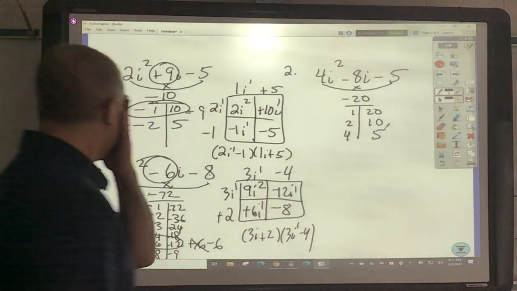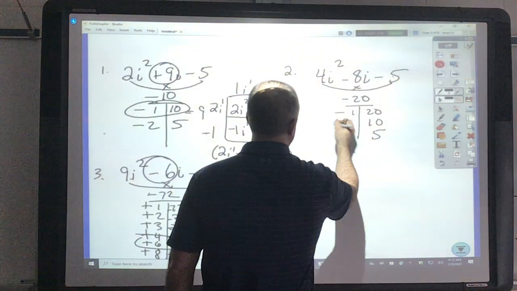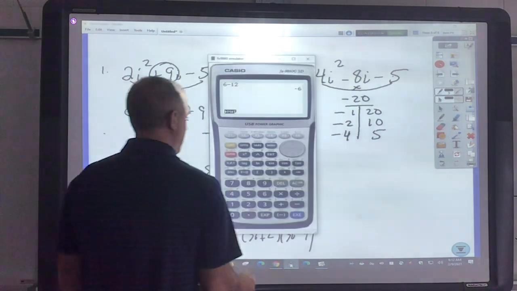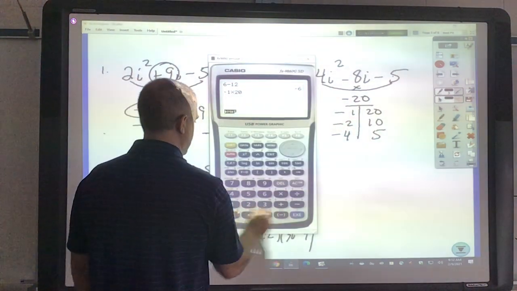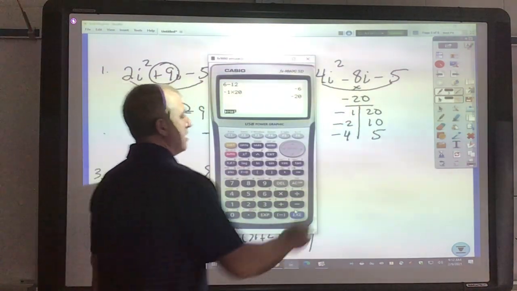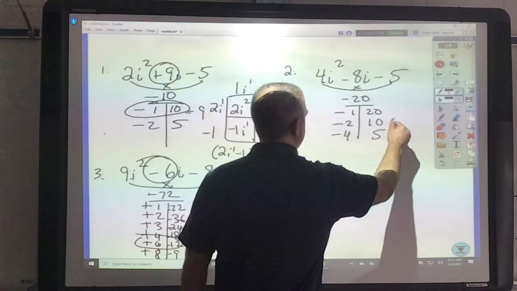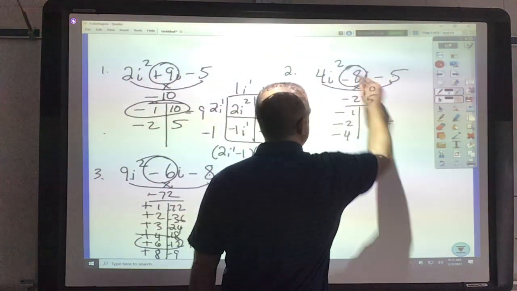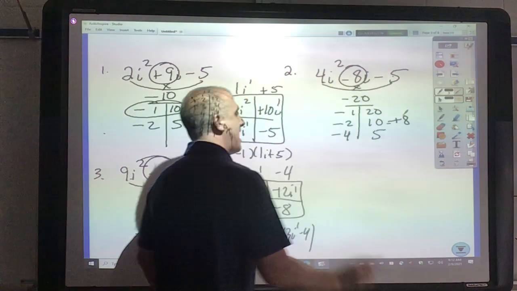Now, since I see negatives, I start by making one side negative. Let's check it. Negative 1 times 20 gives me my number. Good. Now, I'm looking for the set that adds up to 8. This adds up to negative 8. This adds up to positive 8, so that's not what I want.